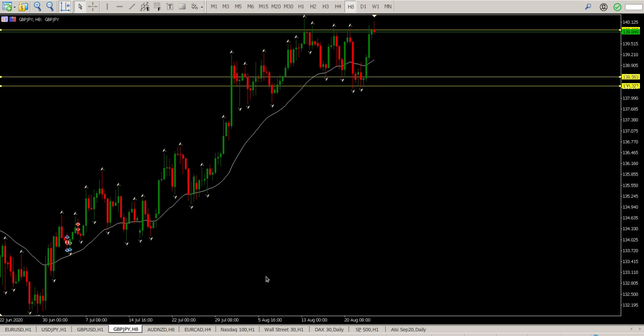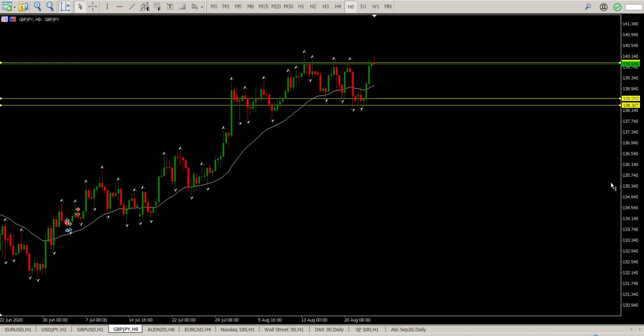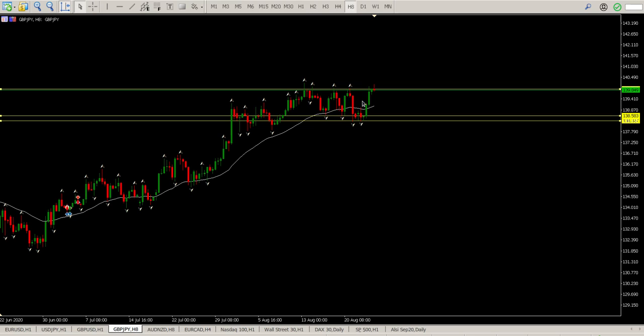Okay, pound Japanese yen. So we came back to the bottom of the range and we basically sold off the top of the range.